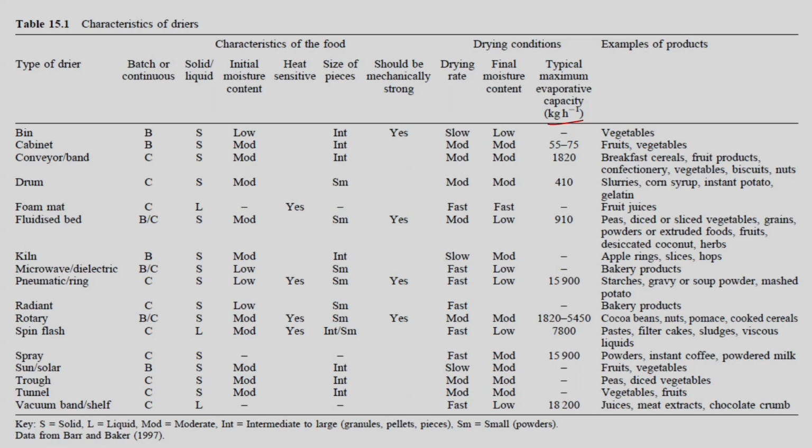This is taken from the references that I am going to give you. The bin dryer we have seen, cabinet dryer, conveyor and belt dryer we have seen, rotary drum dryer we have seen, and fluidized bed dryer we have discussed. After that, spray dryer we have discussed, and there are a lot of dryers used in the food industry. So I request you to refer to the reference material given in the lecture for the various dryers applied in the food industry.